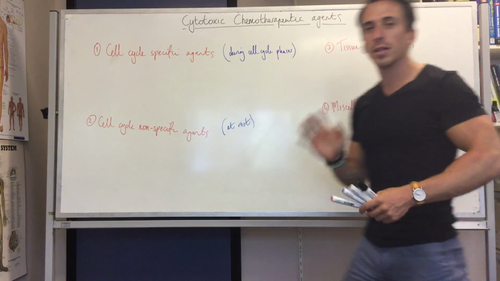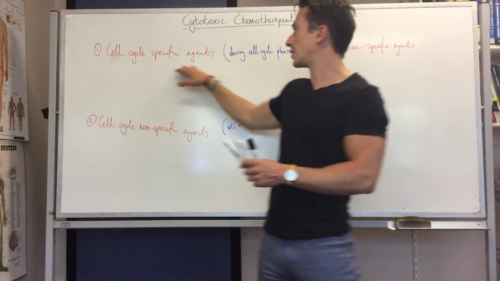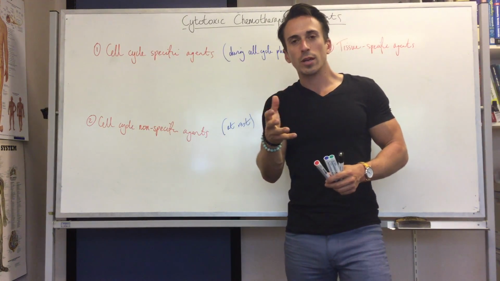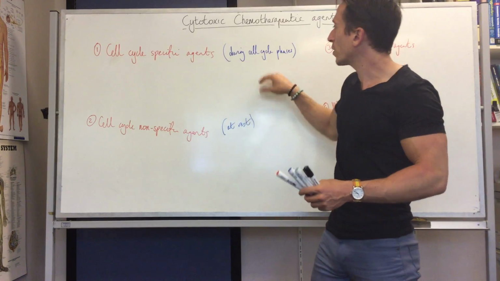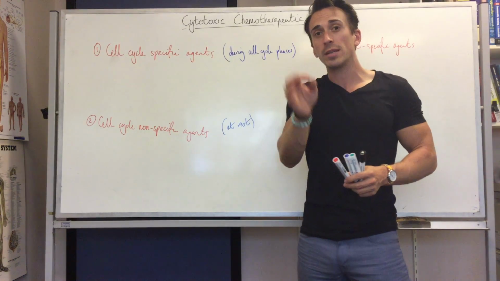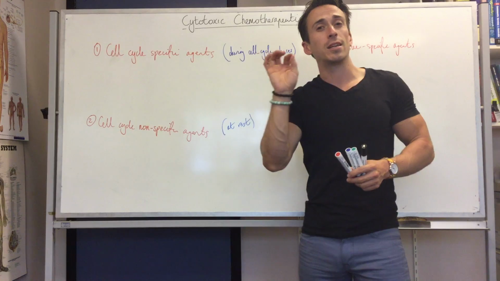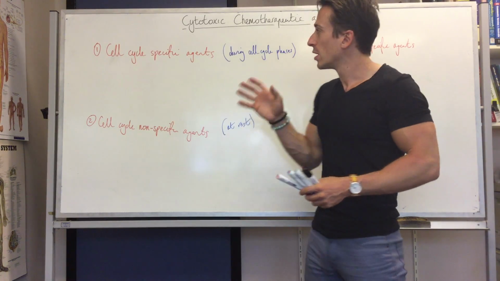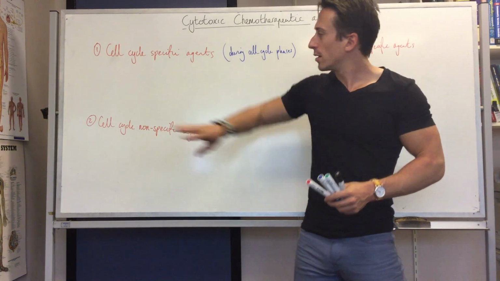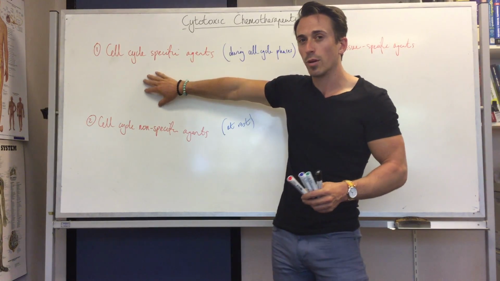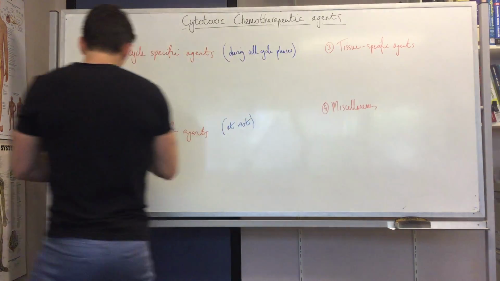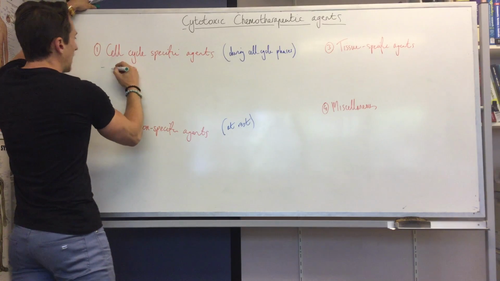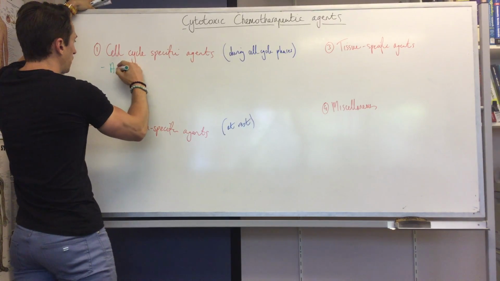Alright, so let's first start off by looking at the cell cycle specific agents. So the chemotherapeutic agents that need to act during certain phases of the cell cycle. That means that they need to be given at particular times to the patient. So there are 3 individual categories that I want to place within here. So first of all, we have the antimetabolites.